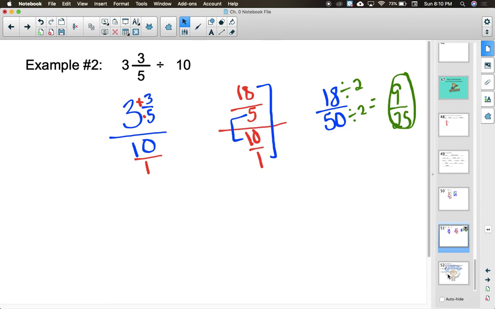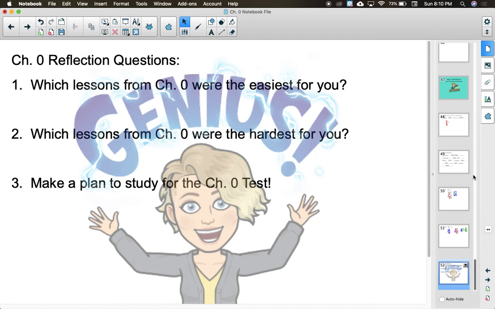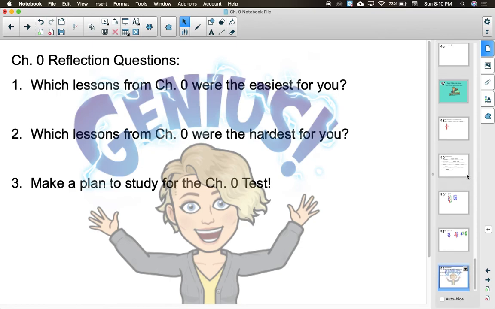Okay, so that is it for chapter 0. In your note packet, after you finish the 0.9 book work, you will see a set of reflection questions, and I am going to go over them now. These reflection questions are something you should do every single chapter to get you focused and help you create a plan to study for the upcoming test. So I'll just go over these today.